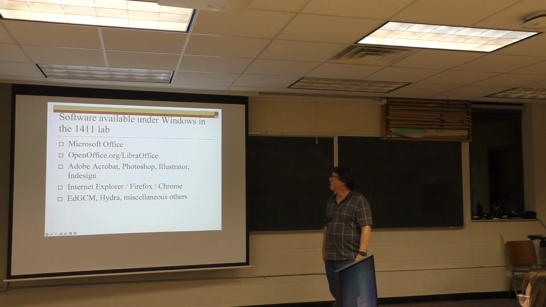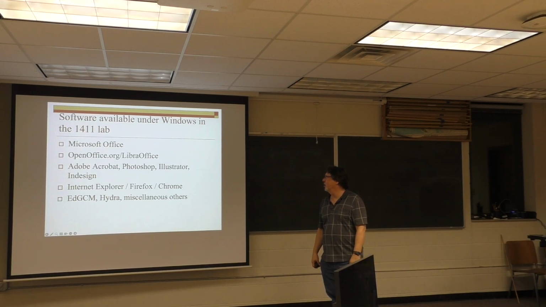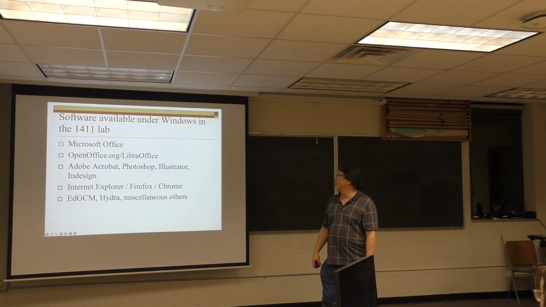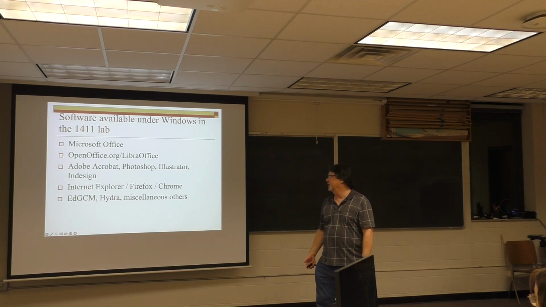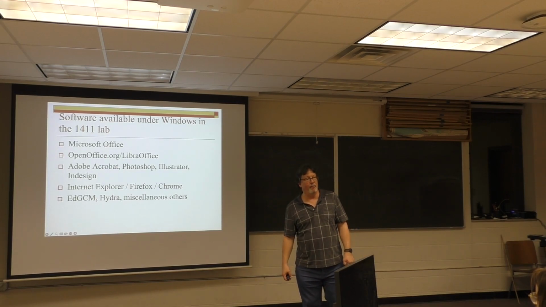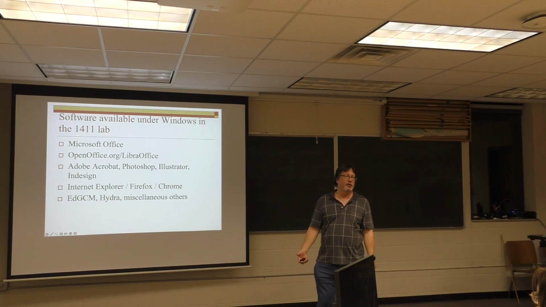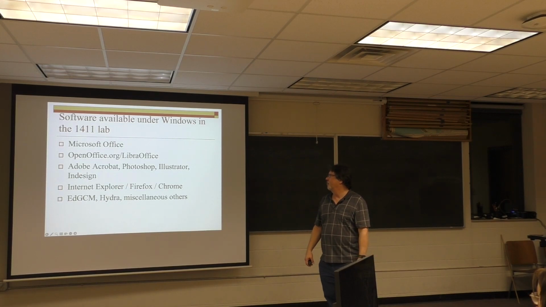So, some of the software that's available on Windows, obviously Microsoft Office, so like Word, Excel, PowerPoint, all that stuff. Most of them have OpenOffice on them, or LibreOffice, which is an open source version of Microsoft Office. If somebody sends you a document and it's in that format, Microsoft Word probably won't be able to open it, so you can open it using OpenOffice or LibreOffice in here.